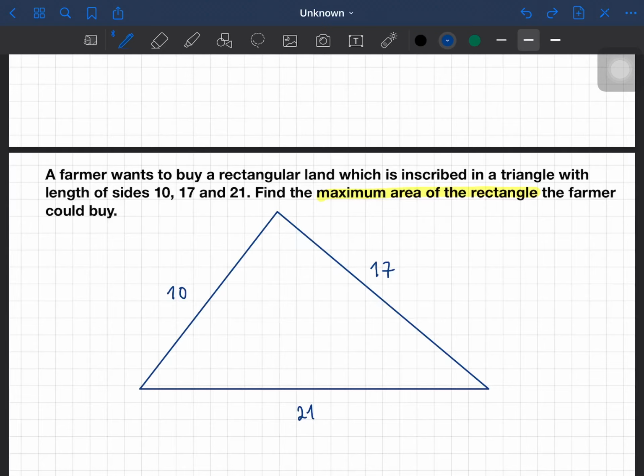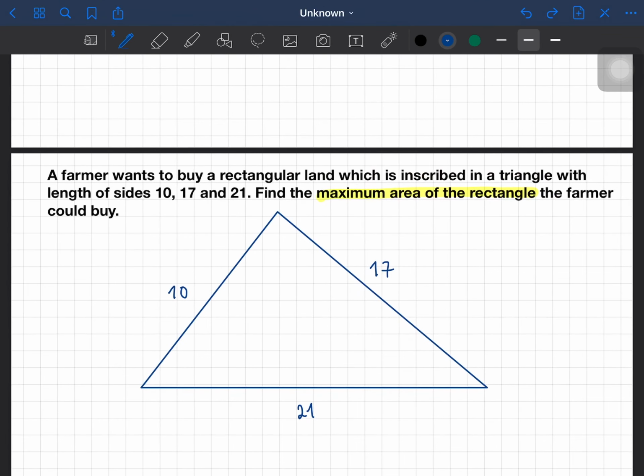What is meant by inscribed is that the rectangle is drawn, and imagine that rectangle expands inside the triangle, within the triangle, until it touches, no matter the edge or the vertex, one of the sides of the triangle. So one of the sides of the rectangle must lie exactly on one of the sides of the triangle, maybe at 10 or 17 or at 21.